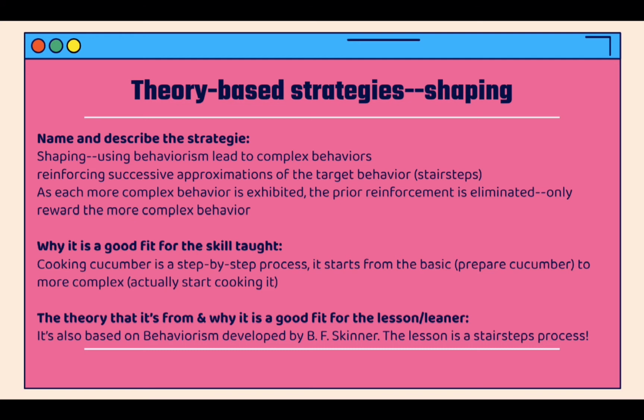For example, if my sister already learned how to cut cucumber correctly, then I will remove the reinforcer for that behavior, and I will only reward her the more complex step, which means I will only reward her when she learned the preparation of cooking the cucumber. Shaping is good for teaching the skill because cooking cucumber is a step-by-step process. It starts from the basic steps, cutting and preparing the cucumber, to more complex steps.